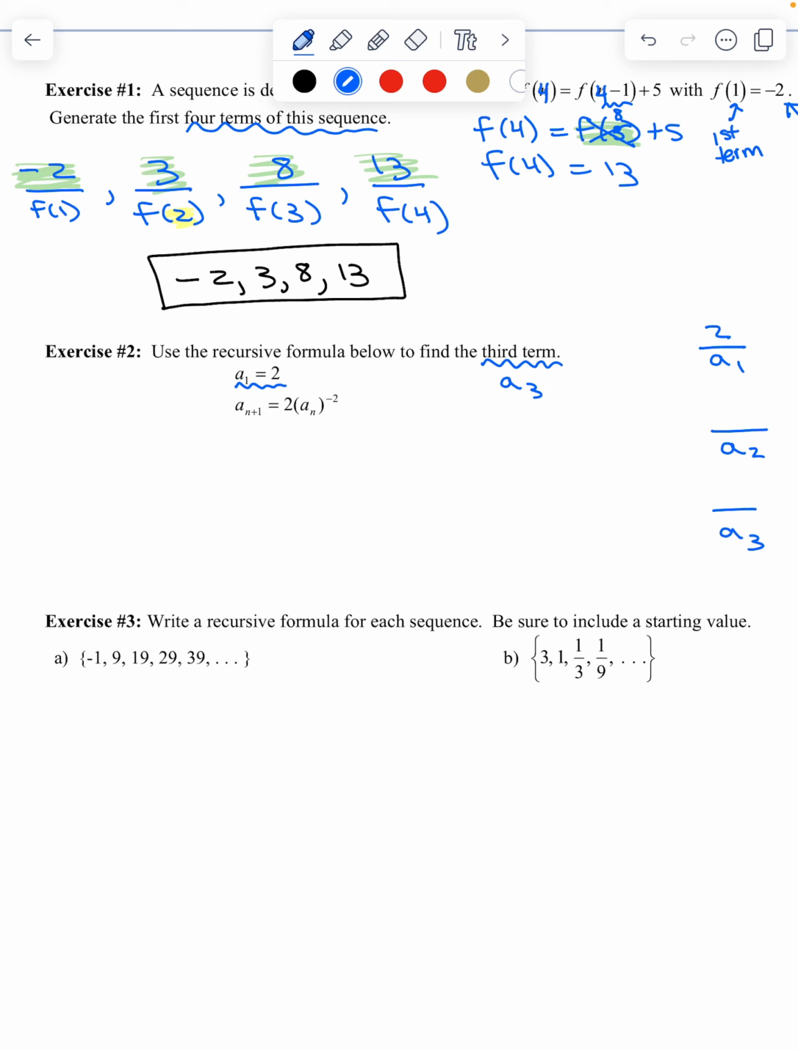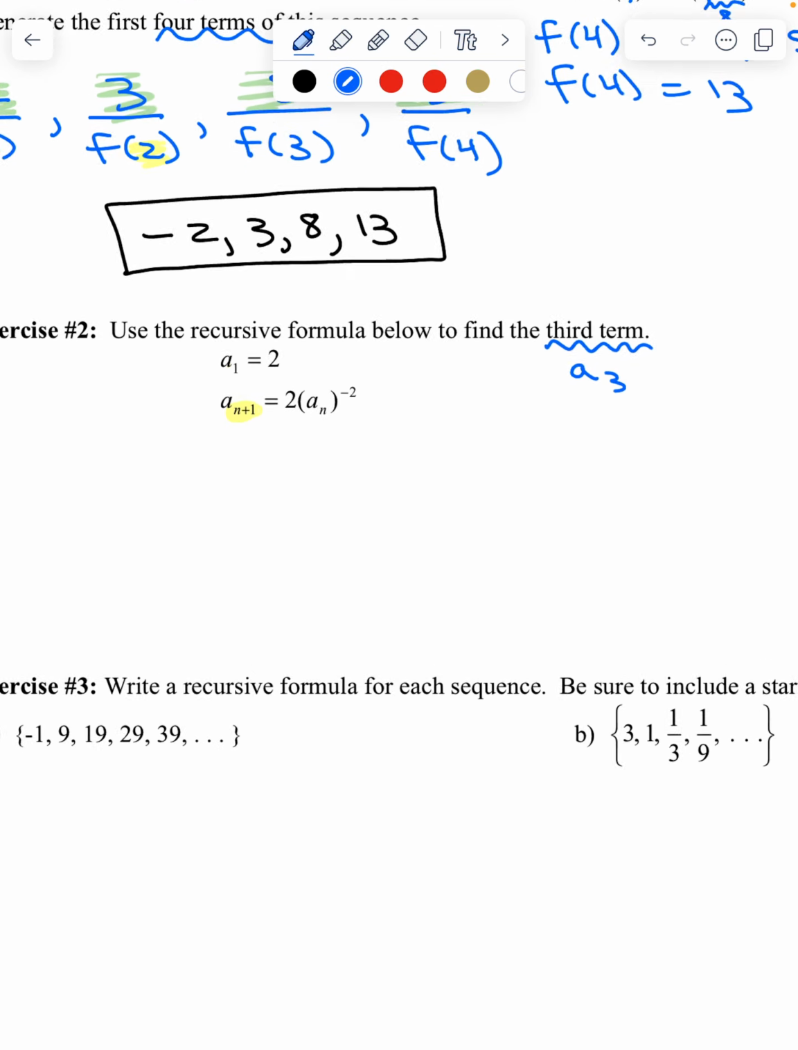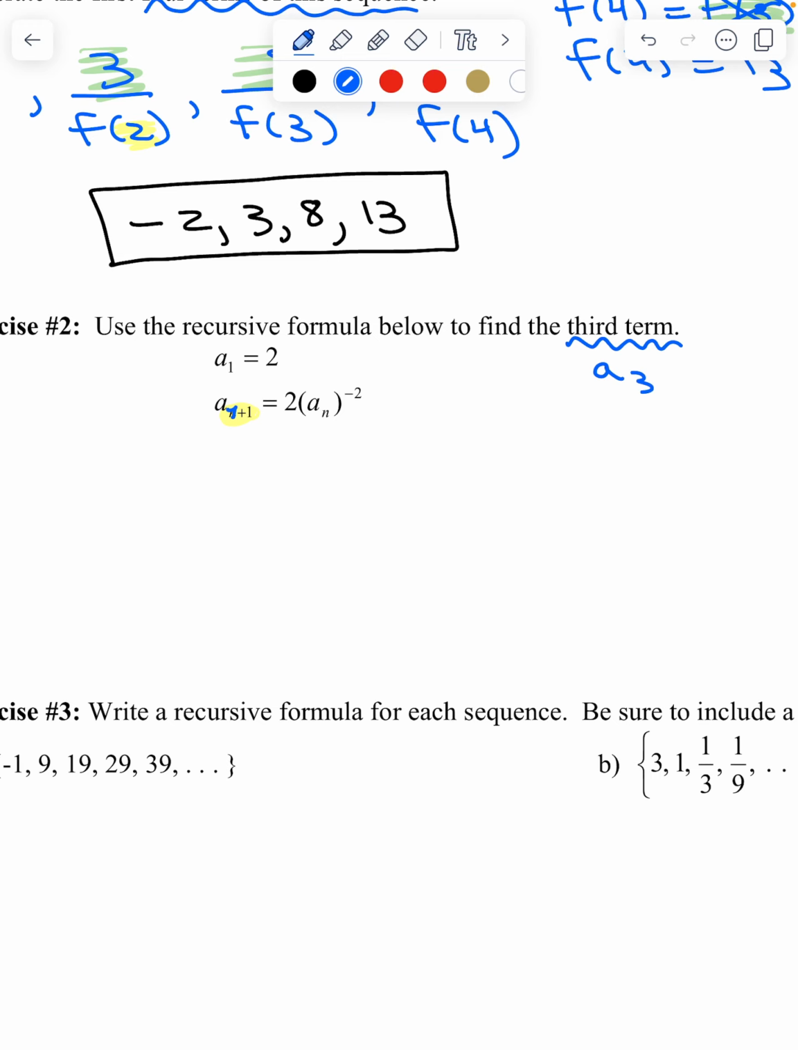So I want to think about this formula now. I want this whole subscript to say a 2, right? Because I want to find the value of the second term. So in order to get that subscript to say a 2, really for n, I need to plug in a 1, because 1 plus 1 would be what gives me a 2. So anywhere I see an n in my equation, I'm going to plug in a 1. So I'm just going to rewrite this. This is a sub 1 plus 1, which would make 2, equals 2 times a sub 1 to the negative 2.